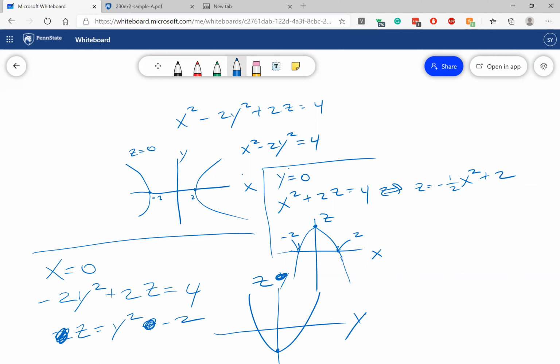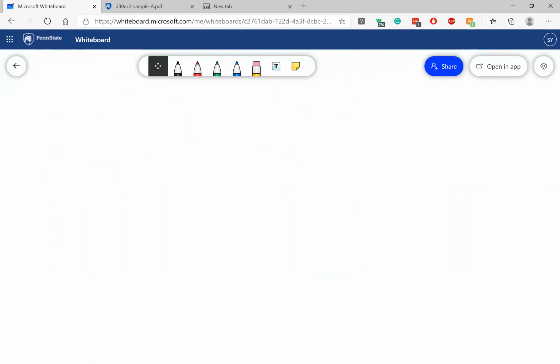1 second. Professor, wouldn't it be +2 instead of -2? Yeah, you are correct, because you just move it to the other side. Okay. So now that we have these pictures, we have two parabolas, one hyperbola, so this would be a hyperbolic paraboloid. Okay? So that's for question 1. Any questions about this?